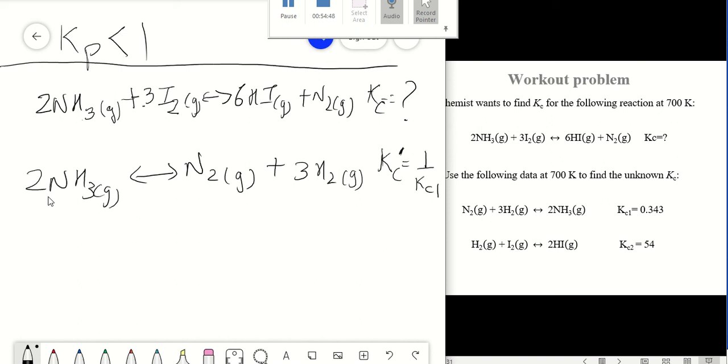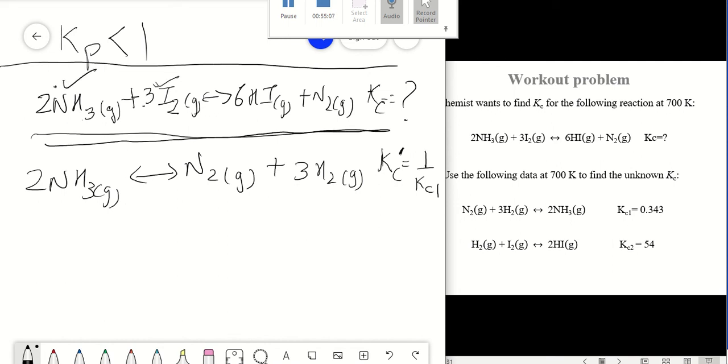Okay. So I get my first reaction. I don't have to do anything. I need 2 ammonia, and I get 2 ammonia from right here. I don't have to multiply it with anything. Now let's look at the second reactant that we have in the overall reaction. Always look at what you're trying to get. Just focus on this. The first reactant is done.